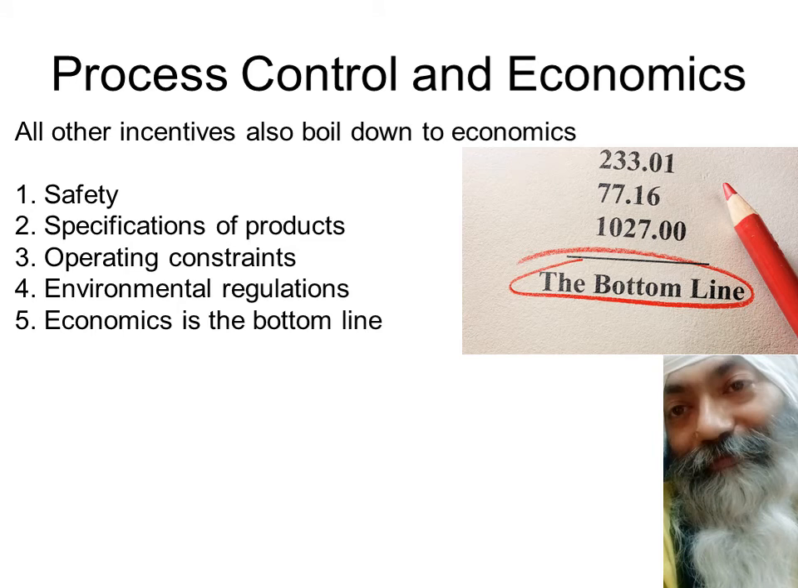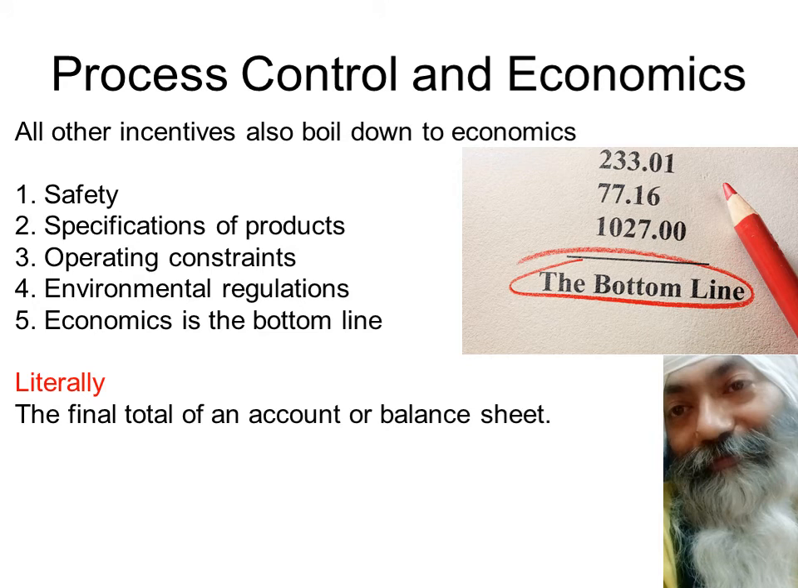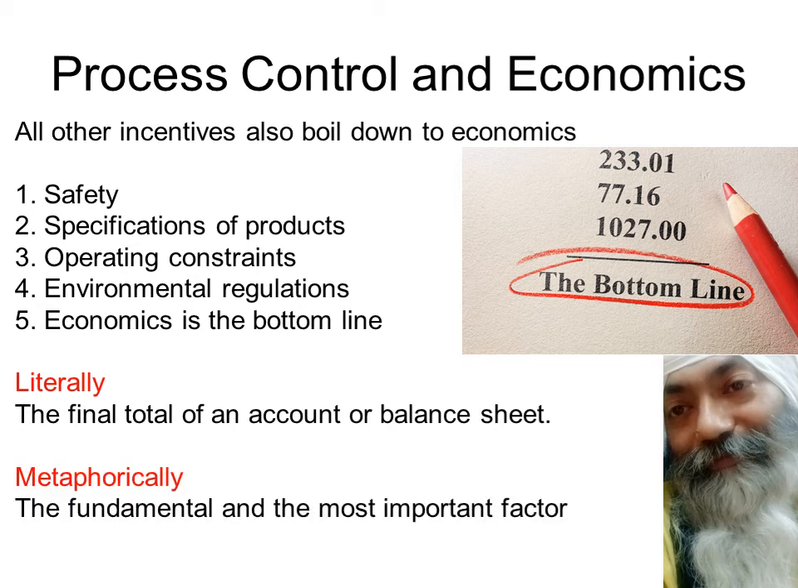And economics, as we have discussed in this case, operating at the best efficiency points, the bottom line is money. Bottom line means that after all those pluses and minuses, the net profit that is written at the bottom of the balance sheet is called the bottom line. So literally speaking, the final total of an account or a balance sheet is called the bottom line. And metaphorically also we say the fundamental and most important factor is economics. The bottom line is economics. So this is what we go in for, process control and economics.